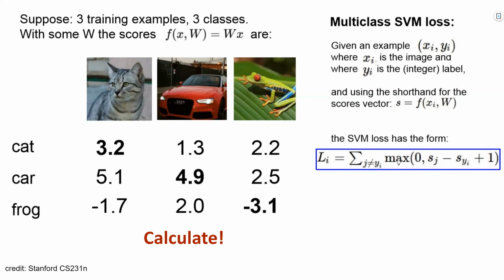And now, stop this video and bring your pen and paper and calculate the SVM loss for all these three training examples. Training example i equals 1, i equals 2, i equals 3. So calculate the SVM loss on your own and then move on to the next part. Okay, please do it on your own because that helps you understand this SVM loss.